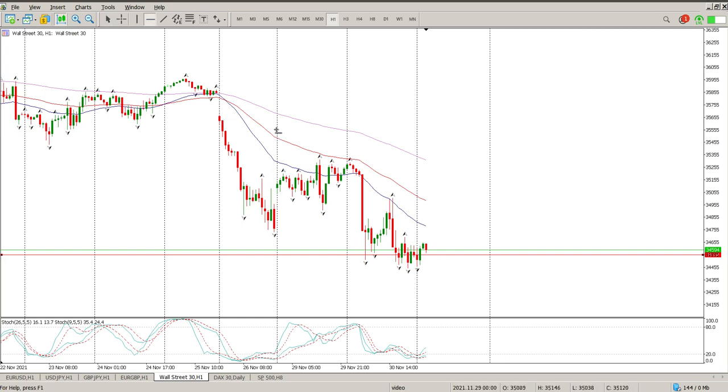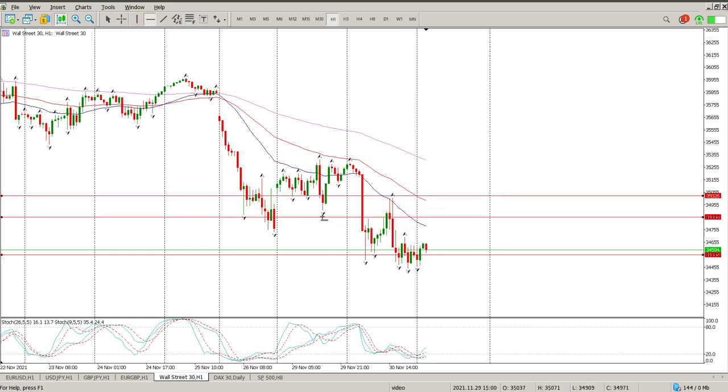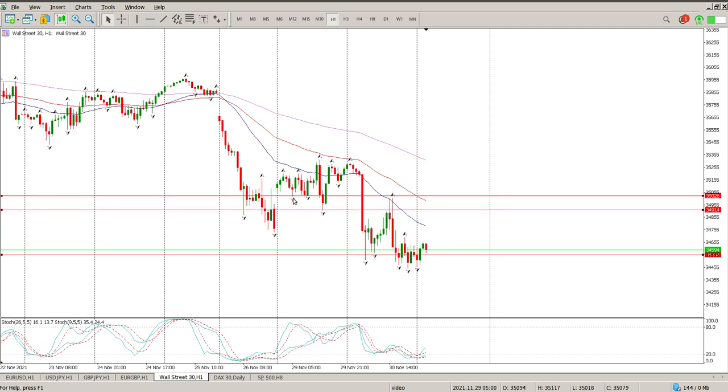We did get the opportunity for a short if you were so inclined. I just want to put the two levels in. So there's the previous swing low, there's the previous swing low again, and you can see we broke through it. We came back. So if you were looking long, that would have been your target for the long, this area. And then we got the rejection here.